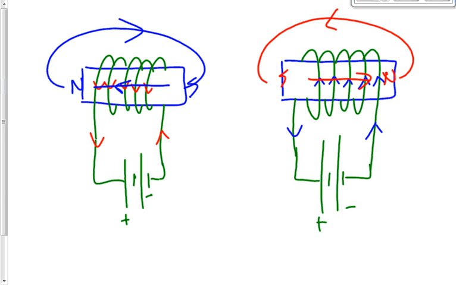Listen, that's why I don't want you to try to start remembering. A lot of people think, oh, wait a sec, I can remember this. If the current goes clockwise, the north end is on the right side. If it goes counterclockwise, the north end is on the left side. Hey, that's only two things to remember. Yeah, but if I wrap the wire differently, then it becomes opposite. It becomes too cumbersome to remember that. Just figure it out. Every time you see a question like this, just figure it out. Got it?